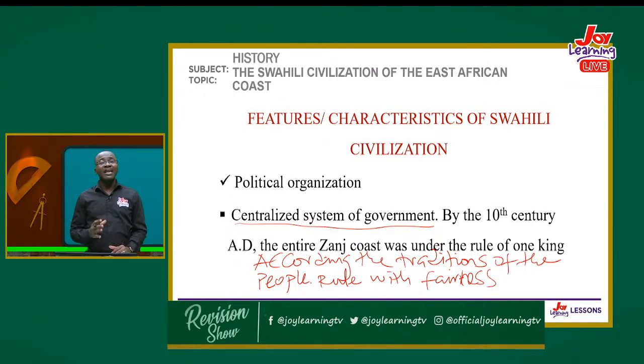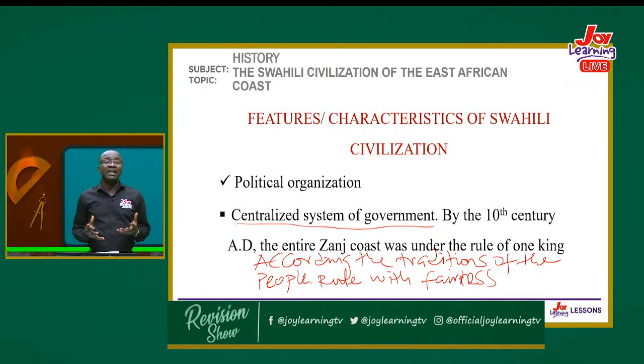Now, we are told that if at any point in time, the king of East African coast became tyrannical or wicked in his rule, or if he was cited to have been partial in his judgment or in rendering justice, the king would be put to death. Yes. So in that centralized system, the king in whom power was vested was supposed to rule with fairness. He was supposed to rule with the traditions of the people. And if at any point in time, he was seen to be partial in the administration of justice, or if he was seen as tyrannical or wicked, he could be put to death.